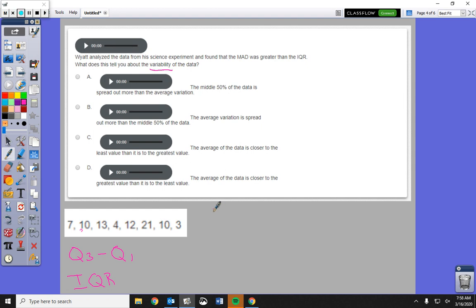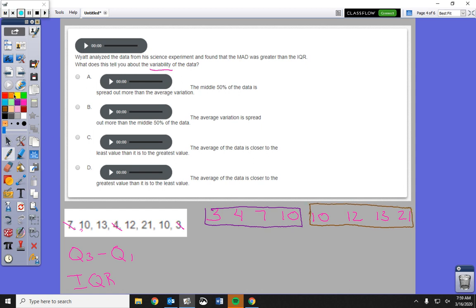Now to find IQR, I have to put these numbers in order from least to greatest. So we have a 3, a 4, a 7, 2 10s, a 12, a 13, and a 21. 1, 2, 3, 4, 1, 2, 3, 4. All right, let's take a look. IQR, break this up. We have 8 pieces of data, so I have 4 in the lower half, and I have 4 in the upper half.